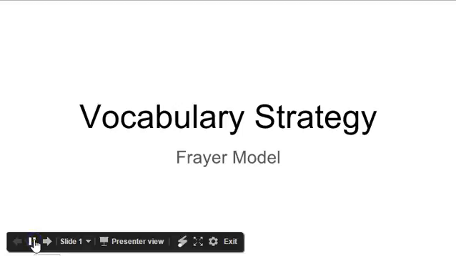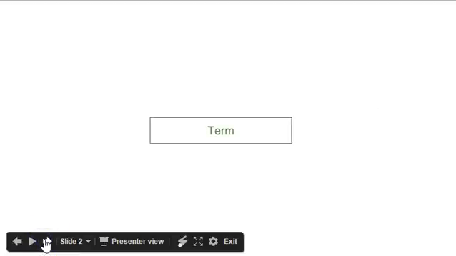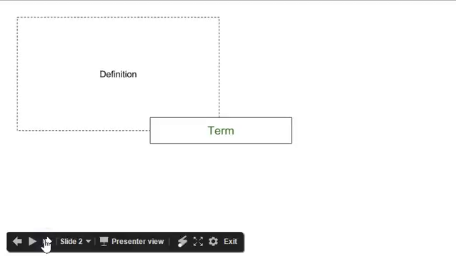The basics of the Frayer model are that you start off with the term. So when you begin reading your book, you'll pick the term that makes sense to you. Then you add the definition in one corner of the paper. Now, this definition can come from the textbook, it can come from context, it can come from your glossary, it can come from dictionary.com, but make sure it's the appropriate chemistry-related definition.